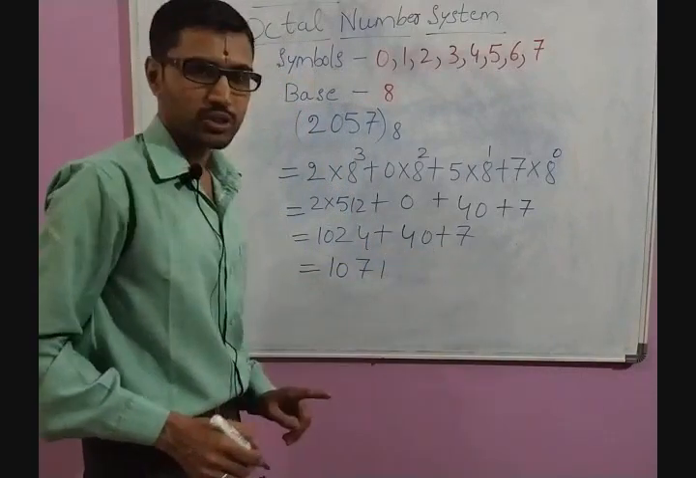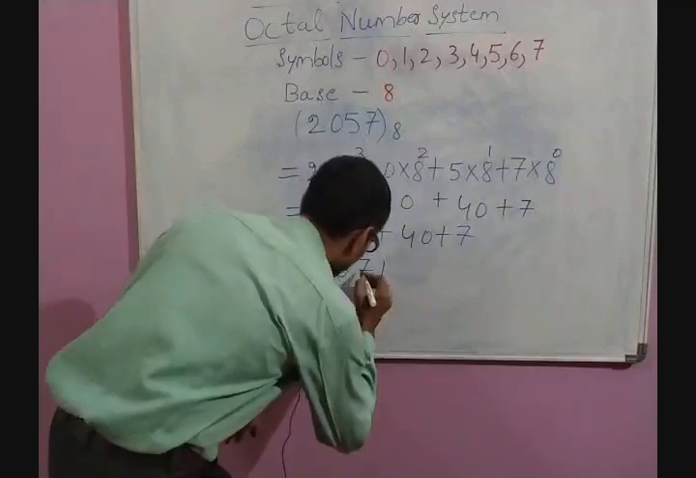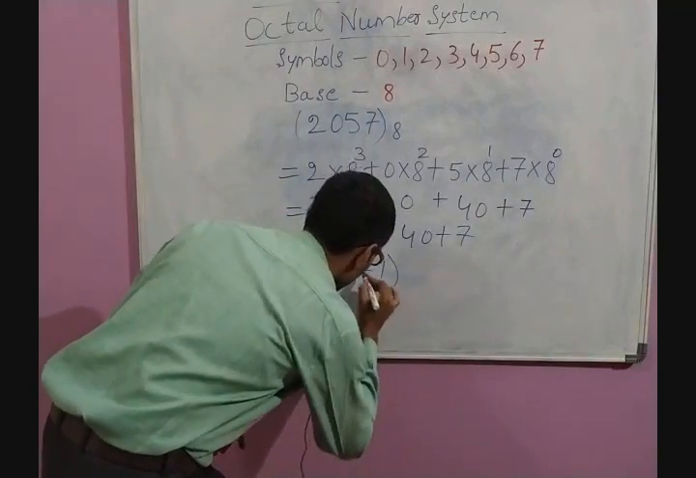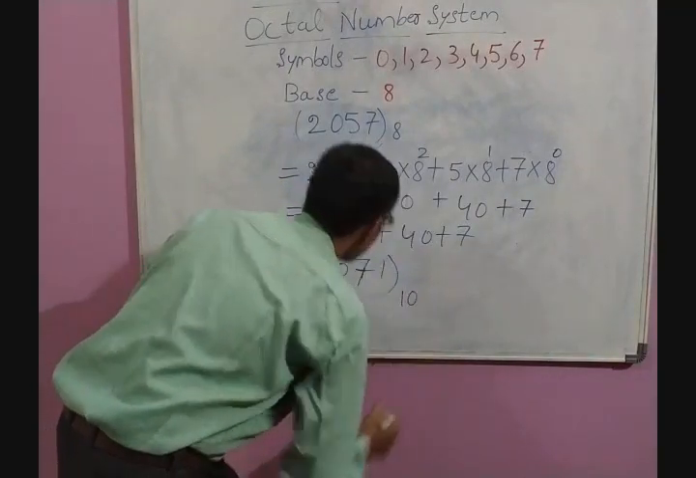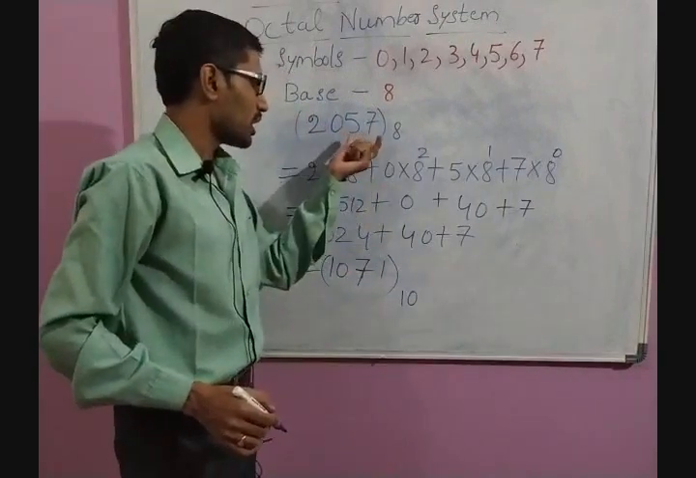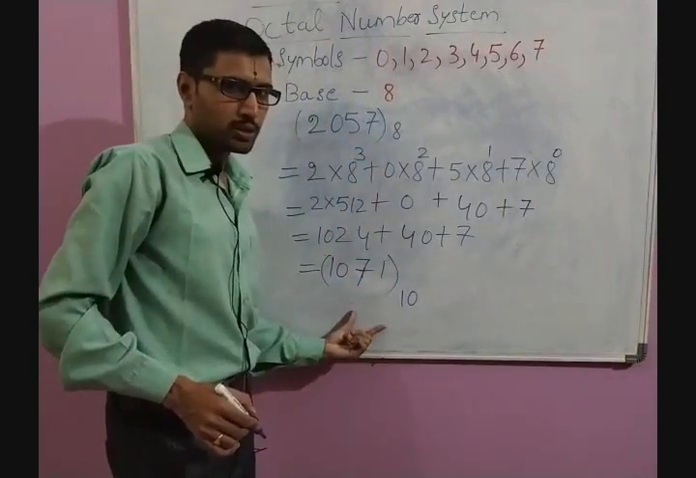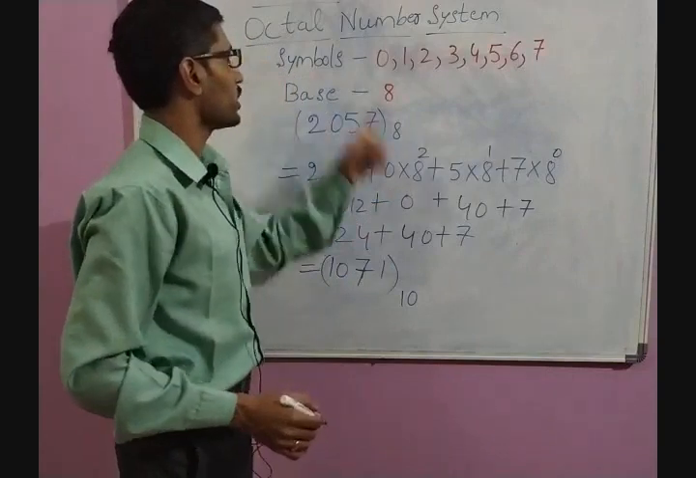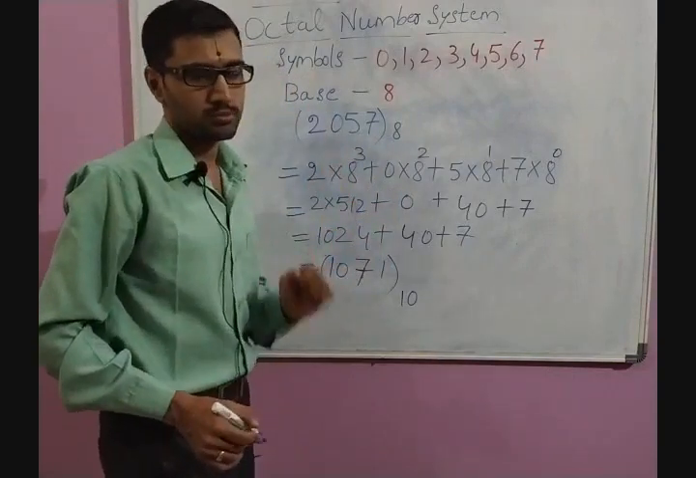This will be 1071. But we need to specify the base. So the base here will be 10. So this is how we can convert an octal number into a decimal number. That's all we have with respect to octal numbers.